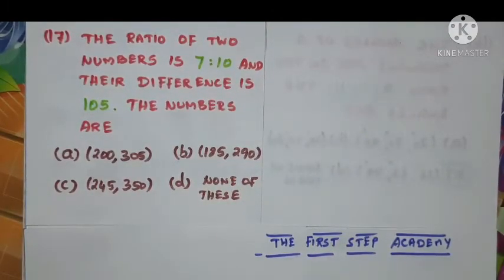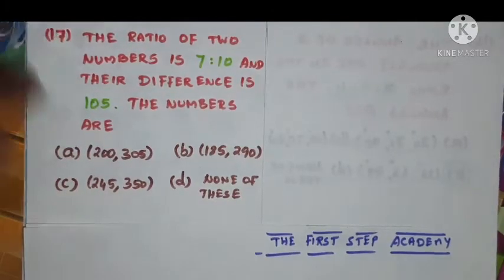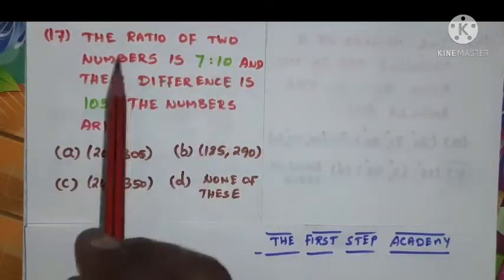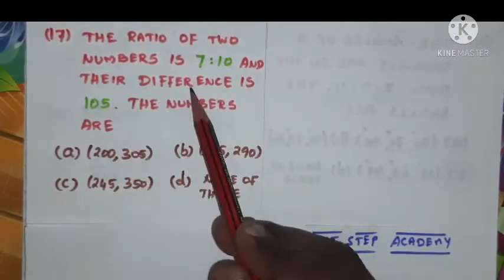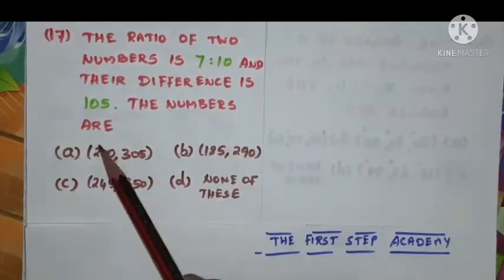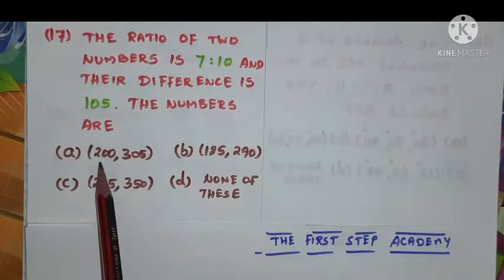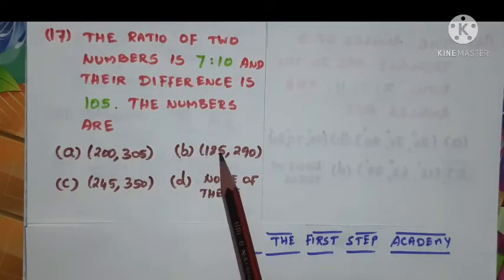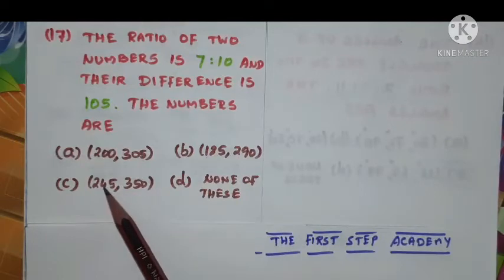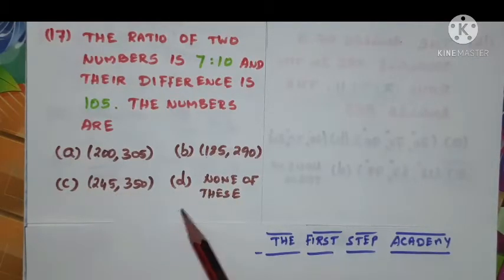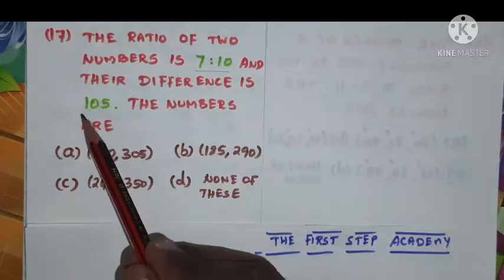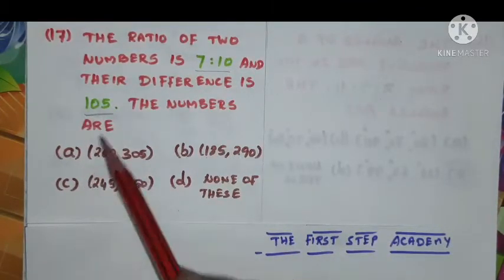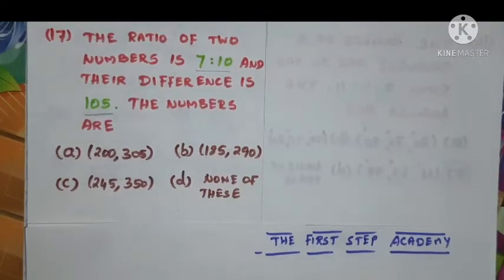Okay, the 17th question of this exercise is, the ratio of two numbers is 7 is to 10 and their difference is 105. The numbers are, given options are option A 200, 305, option B 185, 290, option C 245, 350, option D none of these. Right? So they have given the ratio of two numbers and they have given their difference as 105 and they are asking us to find out the numbers.